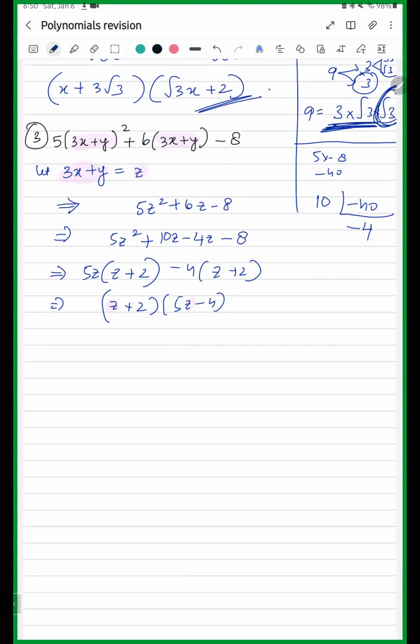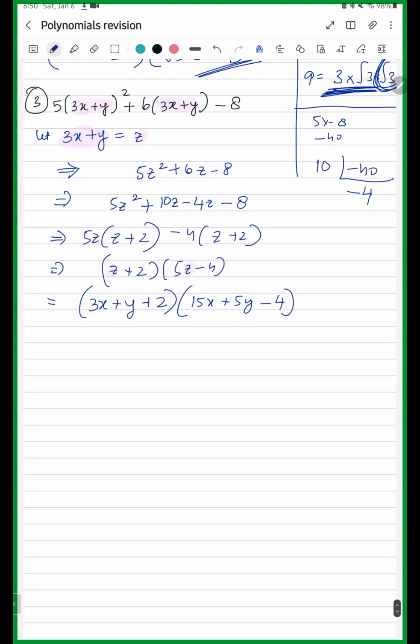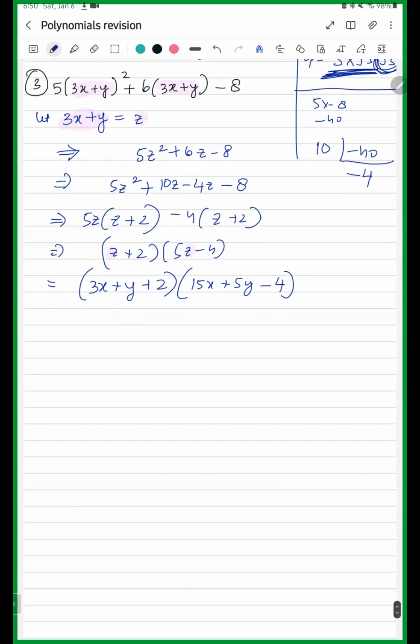So this becomes, z is what? 3x plus y plus 2 multiplied by 5 multiplied by 3. So it becomes 15x plus 5y, because 5 is being multiplied with the z. Okay, minus 4. I am not doing it in another step over here because I'm hoping that you guys are understanding what has happened here. It's the 5z, because of which we have written it directly like this. I hope you have understood this. Okay, so this is the final answer.